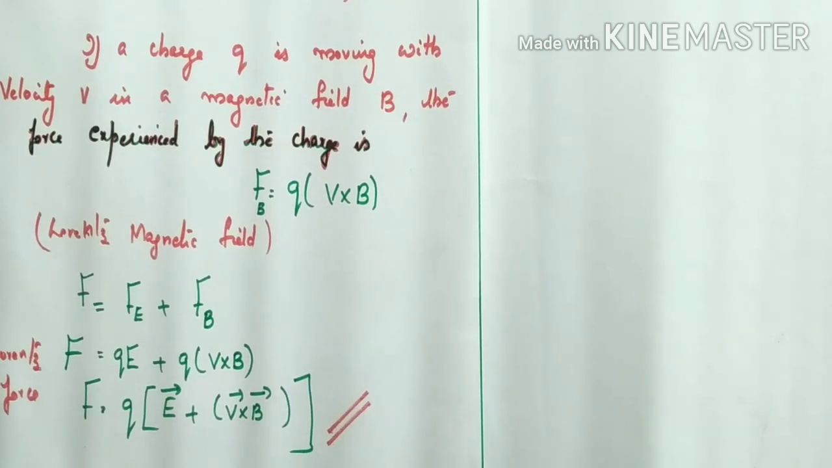If the charge is at rest in external electric field and magnetic field, in that case V will be 0, then it experiences only Lorentz electric force. So that is the importance of Lorentz force. Lorentz force means if a charge is moving with a velocity in an external electric field and magnetic field, the total force experienced by the charge is the Lorentz force, which is given by Lorentz electric force plus Lorentz magnetic force.